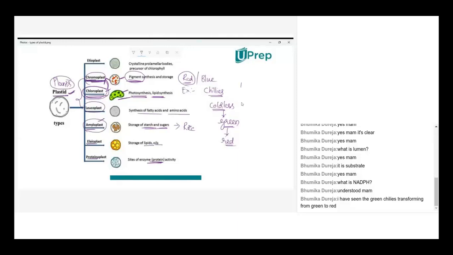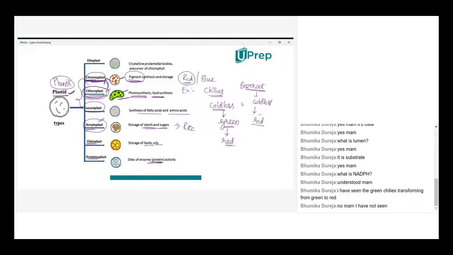When you take the beetroot, unripened beetroot, have you ever seen? They are deeply buried under the soil. They'll be in colorless condition. But once they get ripened, they'll get into a dark blood red color. This is also conversion of chloroplast to chromoplast. So such conversion of leucoplast to chloroplast, chloroplast to chromoplast happens in plants. So many vegetables also. Okay. So these are all different types of plastids.